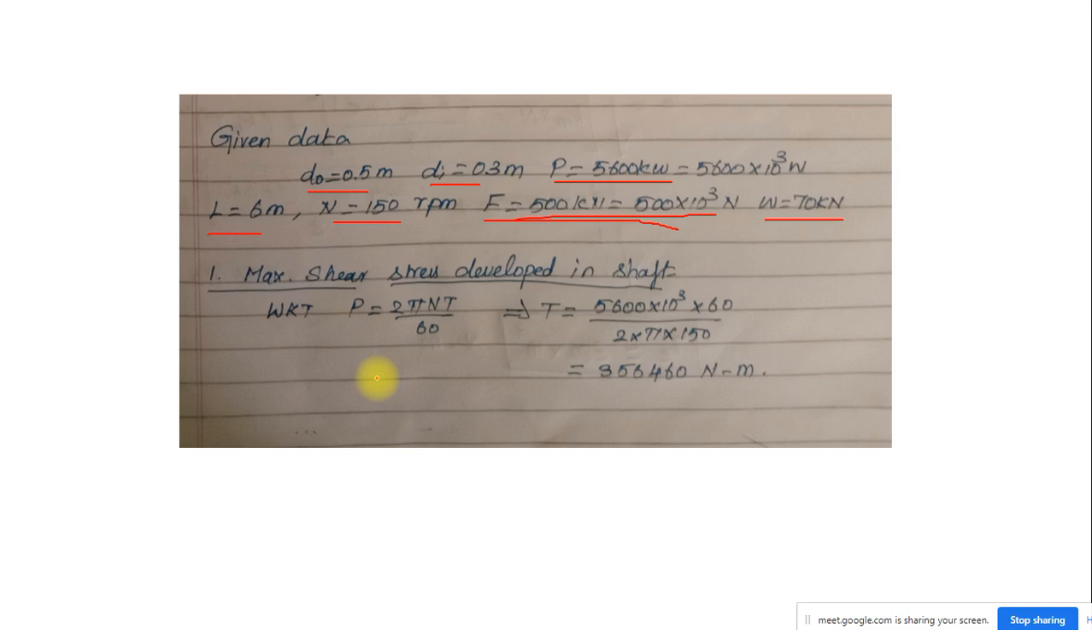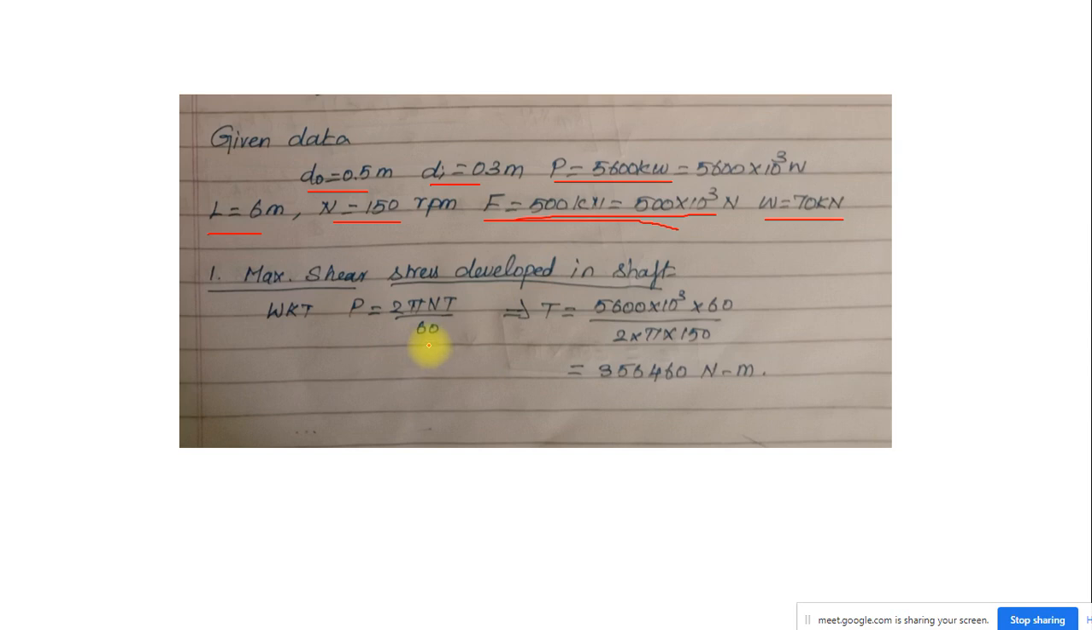As I told earlier, we try to identify the Te value. If I need the Te value, I need the moment value and the torque value. With the given power of 5600 kilowatt, it can be written as 5600 into 10 to the power 3 watt. I know the formula: P is equal to 2 pi NT divided by 60.